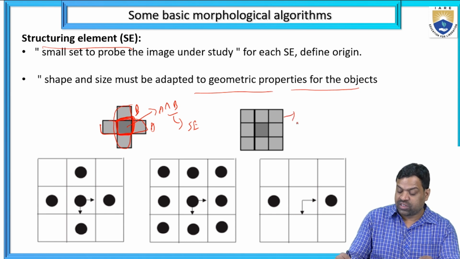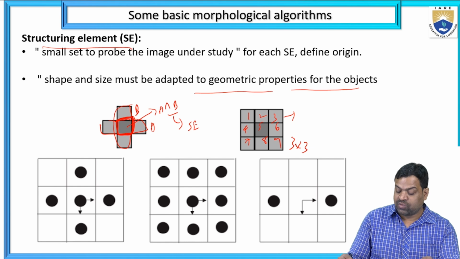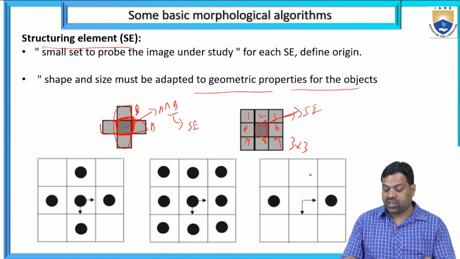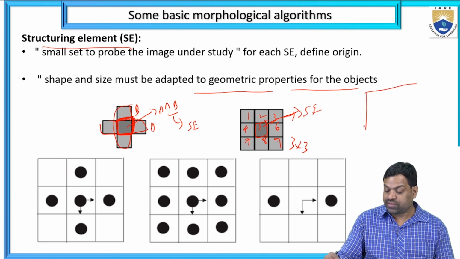It is only a 3 by 3 matrix. What is the midpoint here? 1, 2, 3, 4, 5, 6, 7, 8, 9. Which one is the middle one? The fifth one is the midpoint. It is a structuring element. Suppose I am taking 4 by 4.